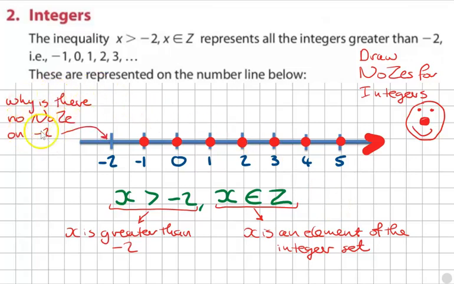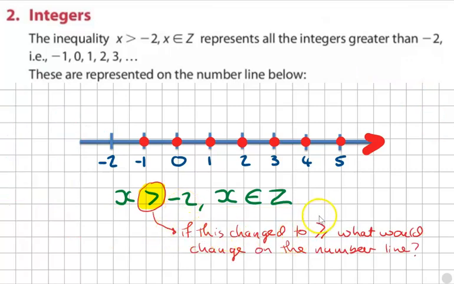So why is there no nose on -2? That's because the sign is greater than and not greater than or equal to. So that's very, very important. There's no nose at -2 because it's just a greater than symbol. It's not greater than or equal to.